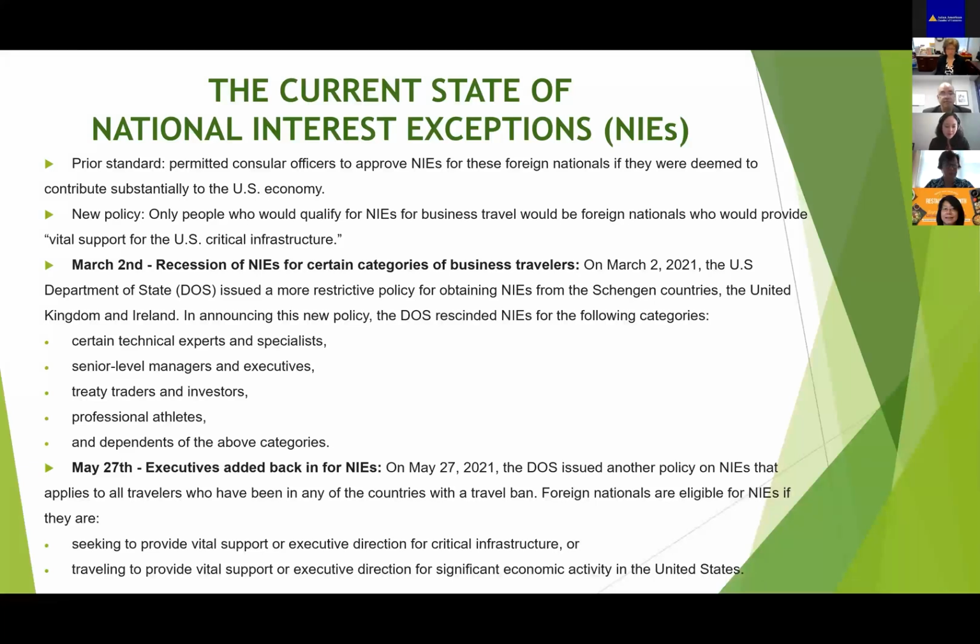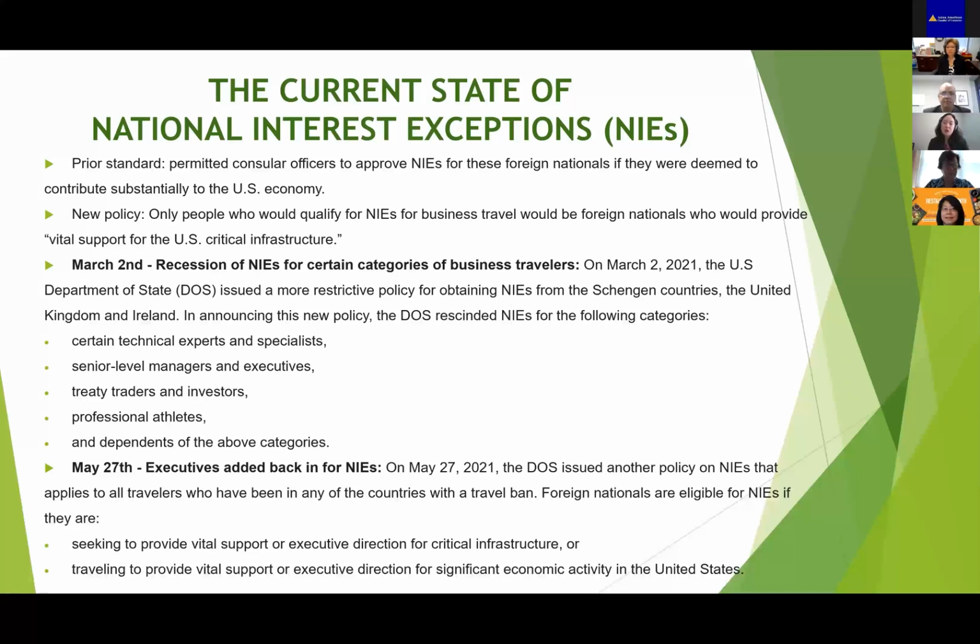But what had happened is the current administration decided to implement a more stringent policy. And this new policy is now limited to only those people who would qualify for an NIE for business travel, but you would have to be one that would be providing vital support for the US critical infrastructure. Now, per the Department of Homeland Security's website, there are 16 sectors that are deemed critical to the US infrastructure. And I'm not going to name all 16 of them, but a couple of them include healthcare and public health, emergency services, critical manufacturing, food and agriculture, and energy services.